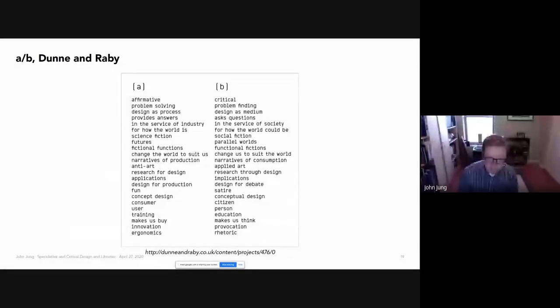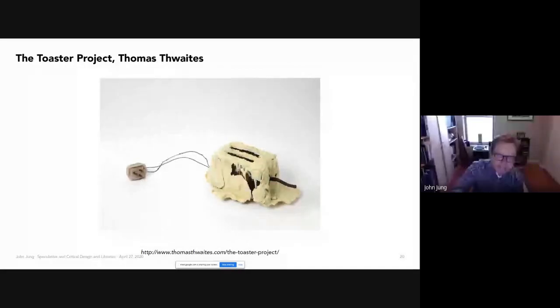So this next one is an example to show what this kind of design work can look like in practice. This is the Toaster Project by Thomas Thwaites. This was inspired by a quote from the writer Douglas Adams, who wrote The Hitchhiker's Guide to the Galaxy. He said, left to his own devices, he couldn't even build a toaster. He could just about make a sandwich, and that was it. So the goal here was to see what it would take to make a toaster from scratch.